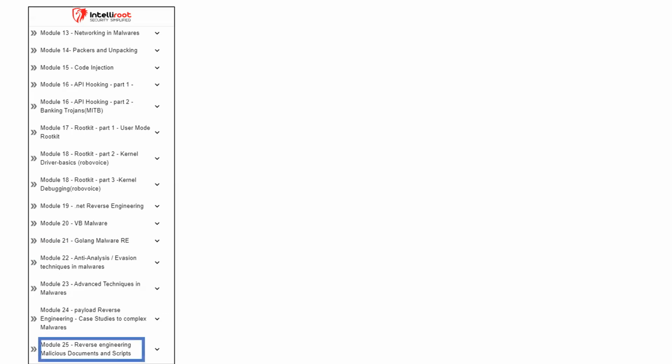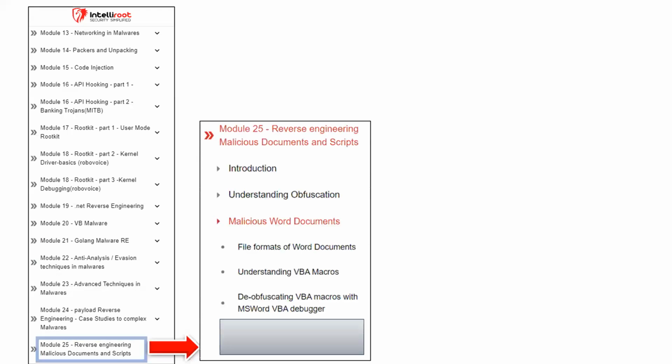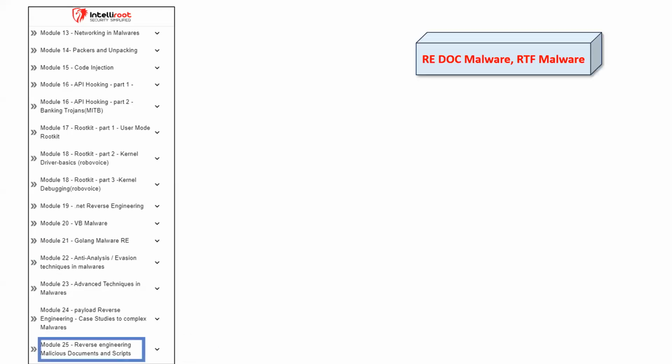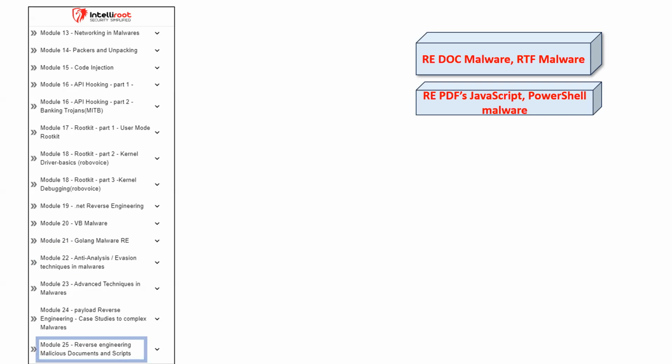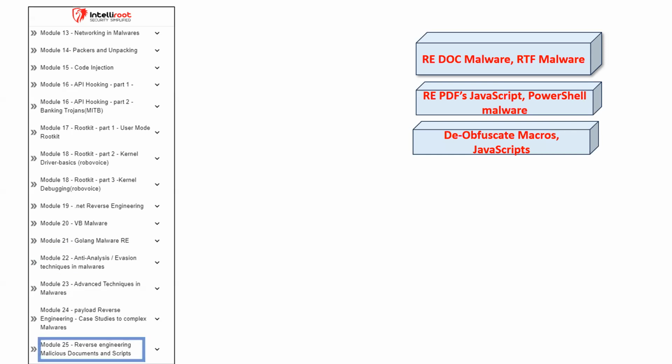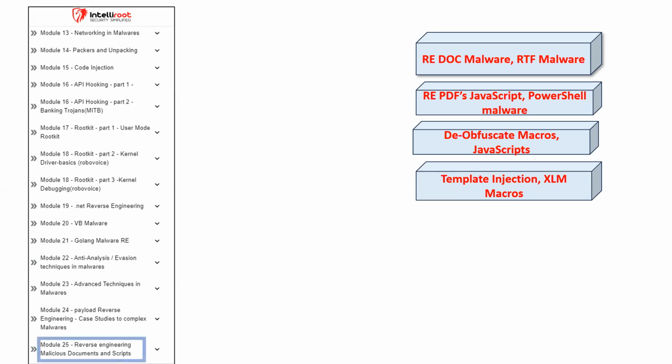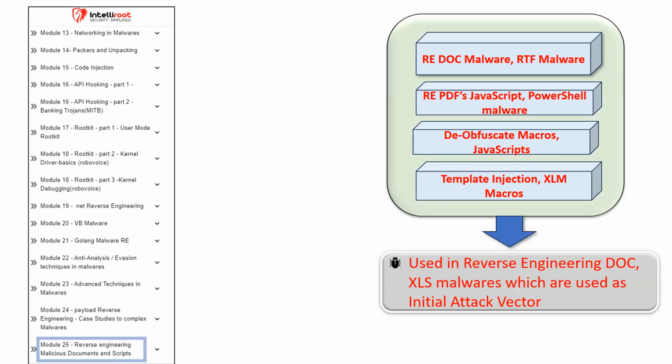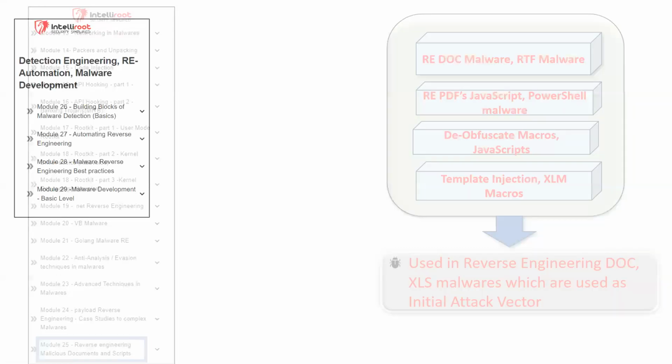Module 25 talks about reverse engineering malicious documents and scripts. Here you are going to learn about reverse engineering document malwares, RTF malwares. You are going to learn about analyzing JavaScript and PowerShell malwares. You will learn to deobfuscate macros and JavaScripts. You learn some of the techniques like template injection and XLM macros, and this module would be useful in reverse engineering doc, XLS, and some other kinds of malware, which are usually used as the initial attack vector.